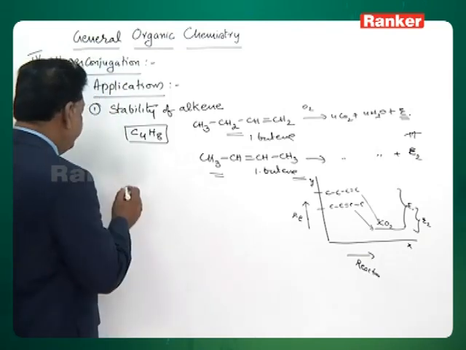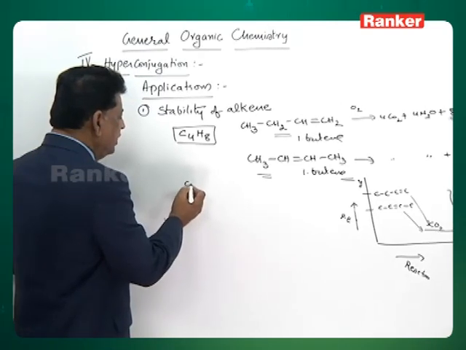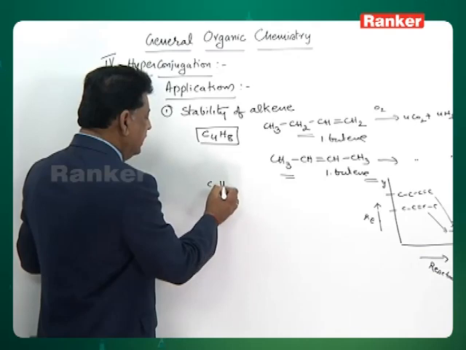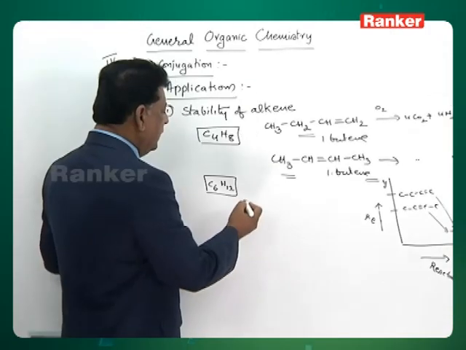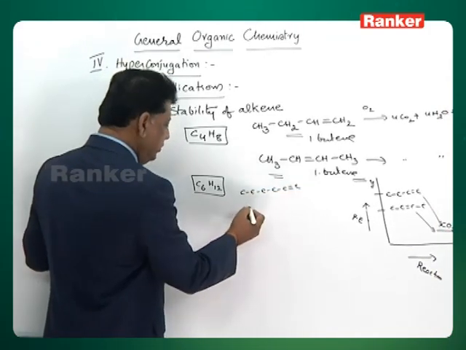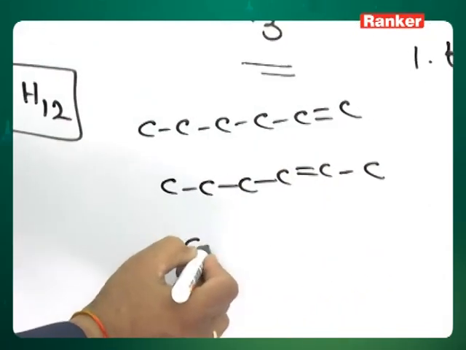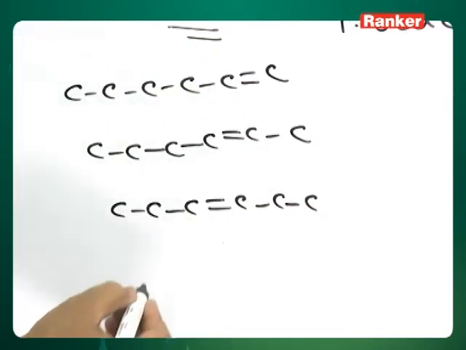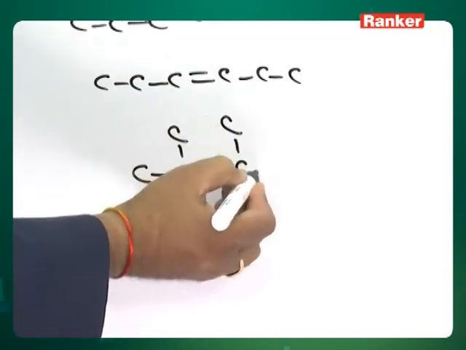If a compound is a little bit complicated, for example, if you have 6 carbons, the hydrogens will be 12. So it can be 1-hexene, it can be 2-hexene, it can be 3-hexene, or some branches also you can have like this. You can have so many branches like this.